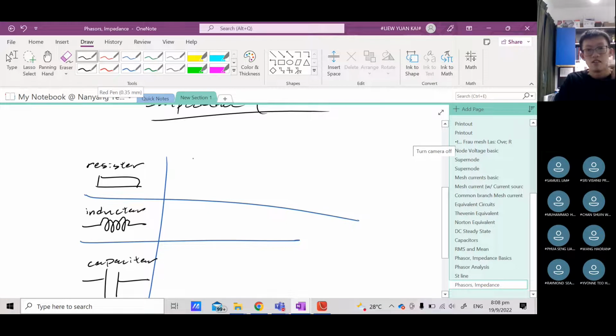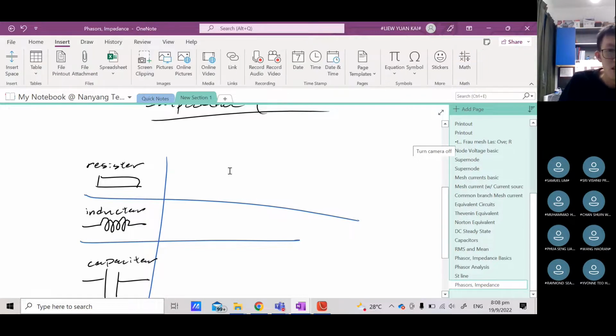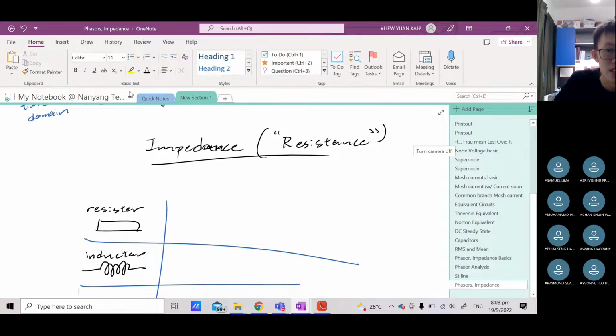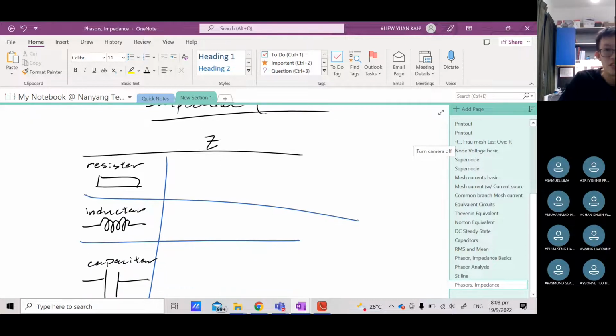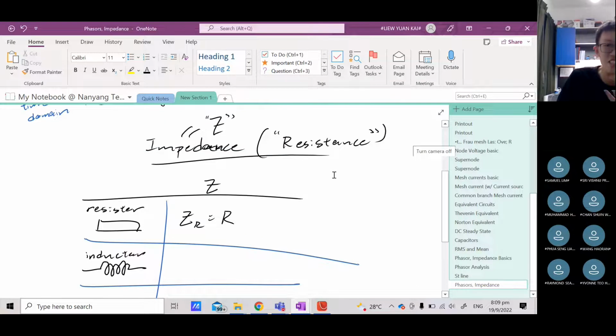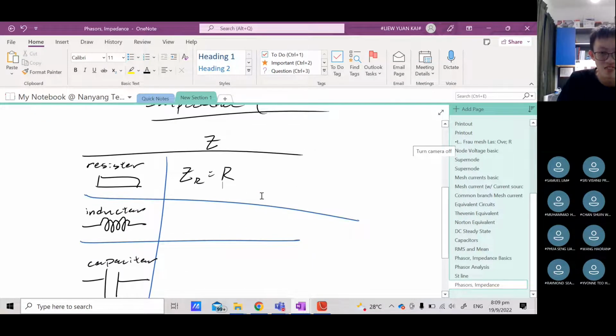For a resistor, the impedance is simply its resistance. I forgot to tell you, impedance we denote with the capital letter Z. So what is the impedance of each of the devices: the resistor, the inductor, and the capacitor? Firstly, for the resistor, its impedance is simply its resistance. The resistance in the complex number is just its own resistance. So that's pretty simple.